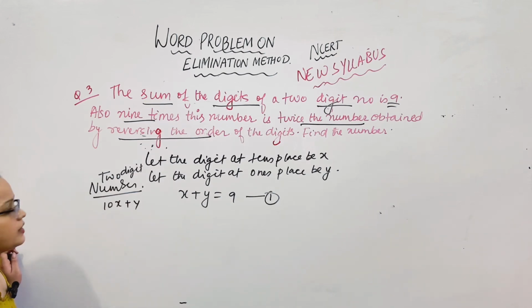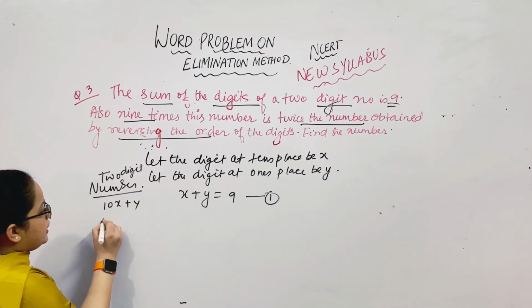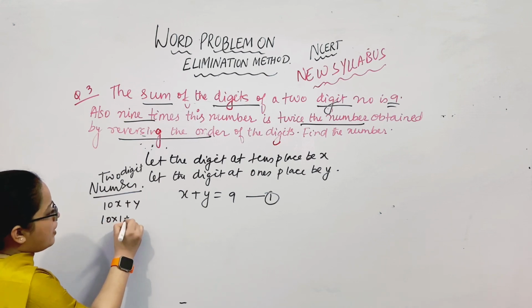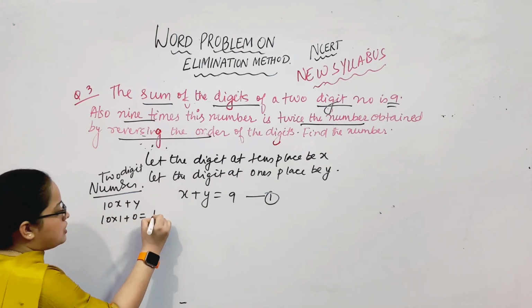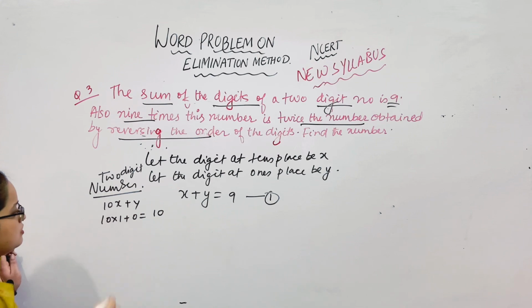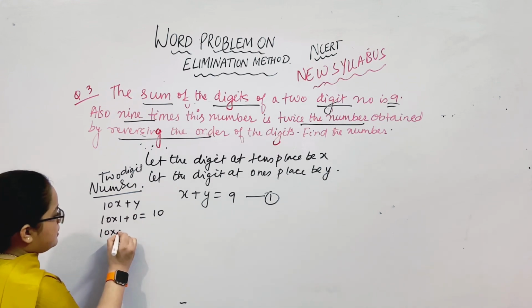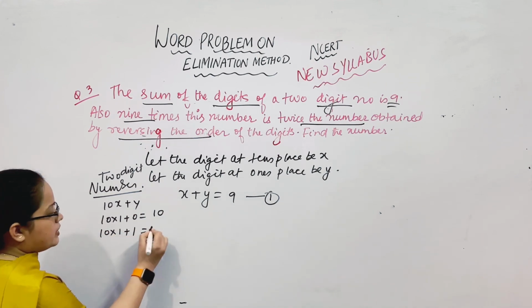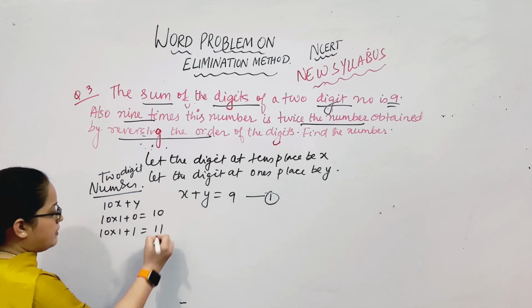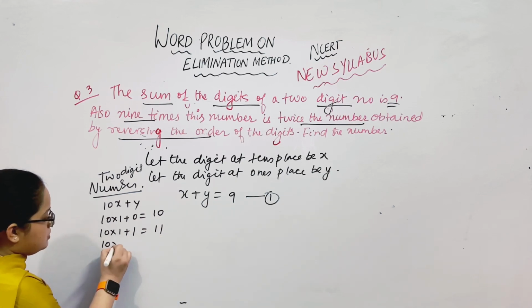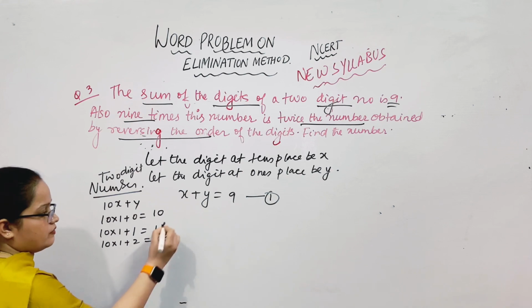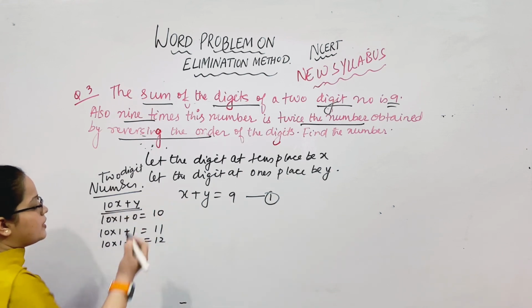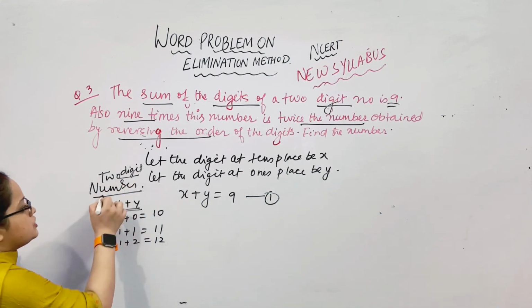I am making you understand how. Suppose you take x as 1, y as 0, you are getting the first two-digit number as 10. If you take x as 1, y as 1, you are getting the second two-digit number, that is 11. In this way, you will get 12. Okay, so this is the expression to find a two-digit number.